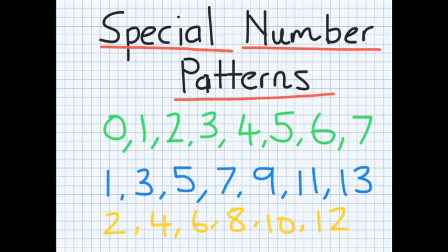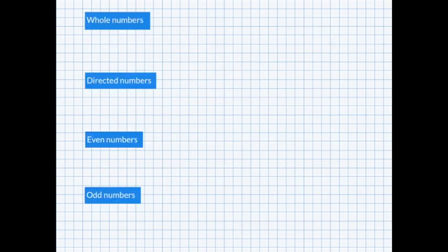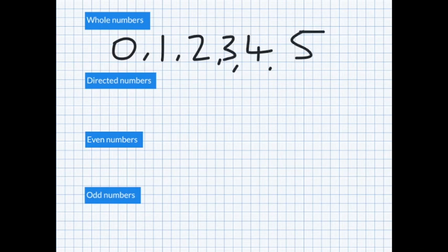In this short tutorial, we'll be looking at a variety of special number patterns. You're probably quite familiar already with whole numbers, so we can look at basic patterns involving whole numbers such as 0, 1, 2, 3, 4, 5, and so on, and directed numbers. These are number patterns that can involve negative numbers and positive numbers.